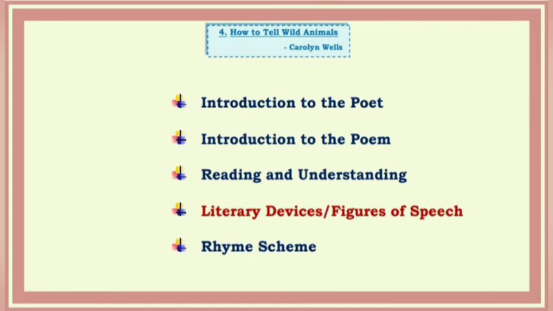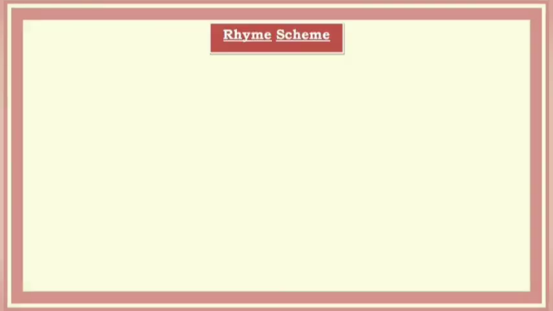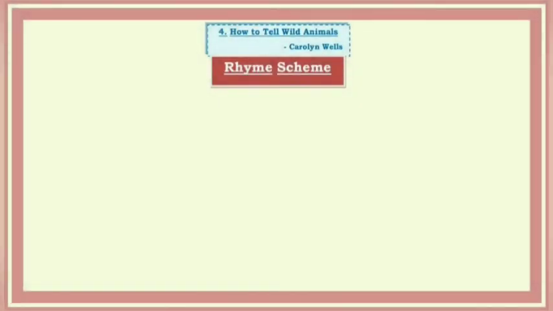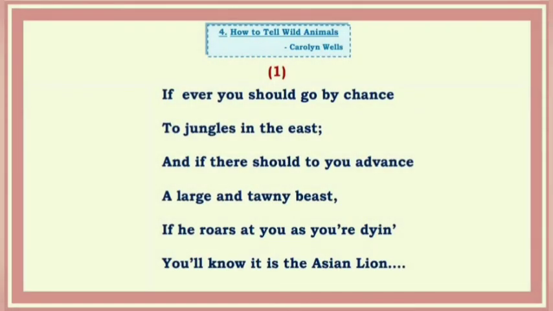Now, after the literary devices, let's examine the rhyme scheme in the poem. Now, what's rhyme scheme? A rhyme scheme is the pattern of sounds that repeats at the end of a line or stanza of the poem. Now, let's see the rhyme scheme of the poem How to Tell Wild Animals. First, let's underline the last word at the end of each line in the first stanza of the poem.